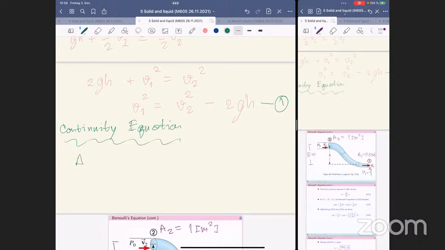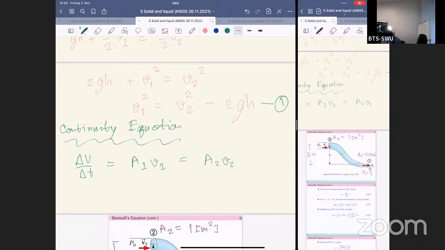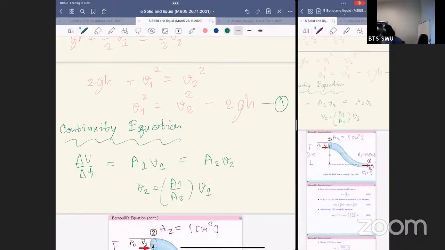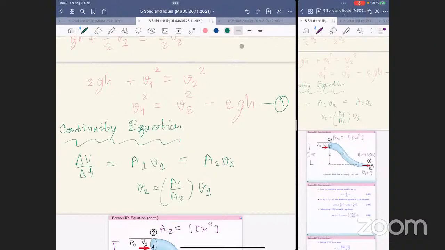The continuity equation says that the volume per time, the flow rate of the fluid, is equal to the cross-sectional area at the first side times the velocity of the fluid at the first side, and equal to the cross-sectional area at the second side times the speed at the same side. We get that, right? But our target is V1. We're going to find the expression of V2 so that we can substitute V2 into equation number 1. So V2 will be A1 by A2 times V1, right? We substitute V2 into this expression.